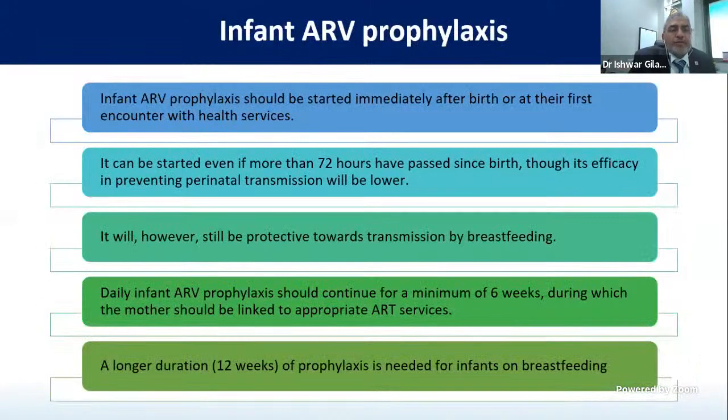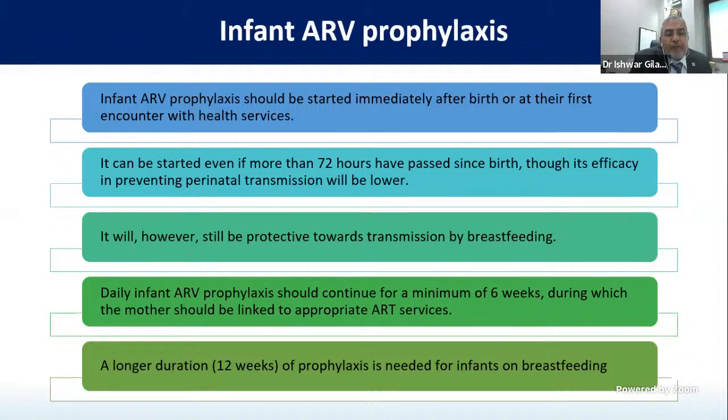Infant ARV prophylaxis should be started immediately after birth or at their first encounter with the health services. So sometimes, with delivery at home or in some PHC, the medicine was not available and you come later. It can be started even if more than 72 hours have elapsed. Because in the case of post-exposure prophylaxis for adults, we do not give PEP after 72 hours have elapsed. Though its efficacy in preventing perinatal transmission will be lower, it will, however, be protective against transmission through breastfeeding, because here there will be continuous transmission of virions from breastfeeding.